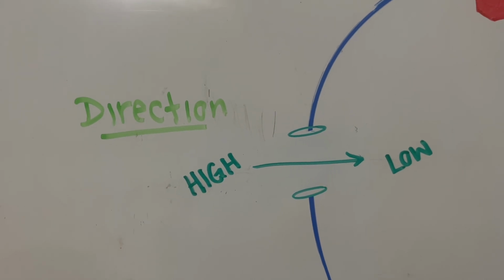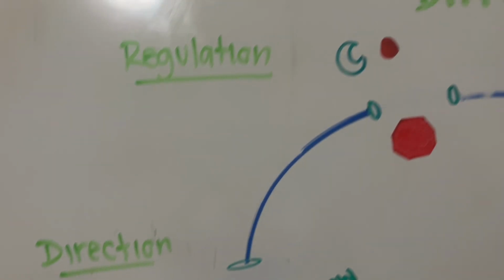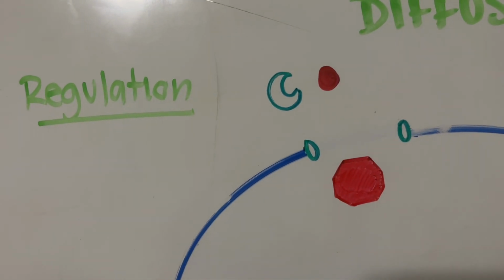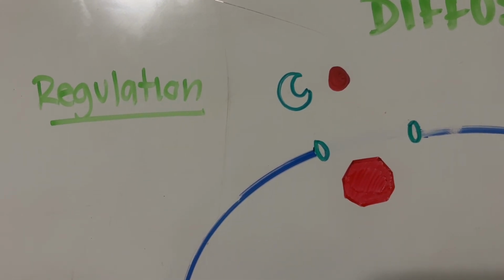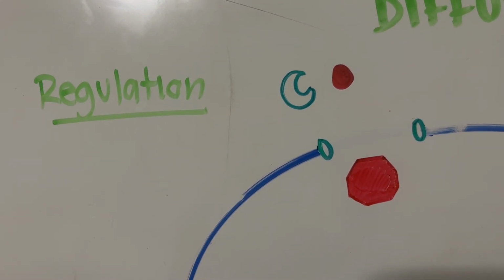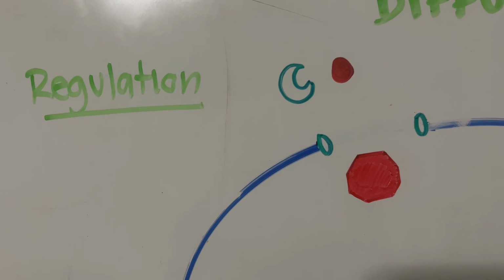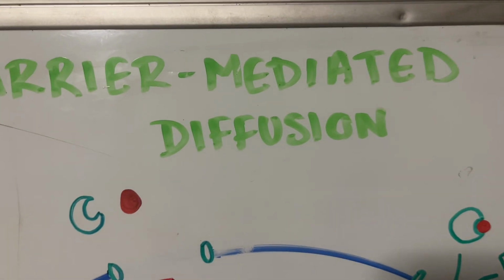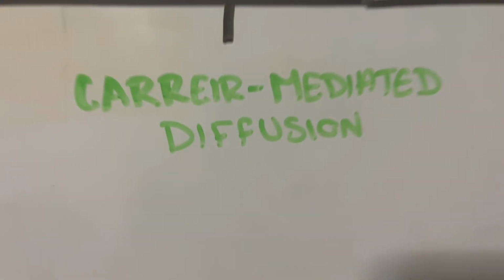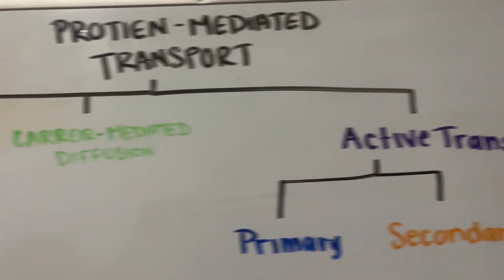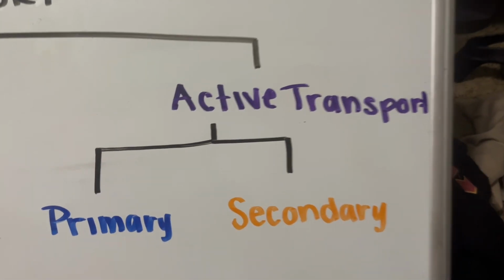Direction is always down the concentration gradient, always from high to low. Regulation: the number and activity of carrier proteins in the membrane can be regulated by cellular signals to either go, stop, come in, don't. That's all we have for carrier-mediated diffusion. Now moving on to active transport, we're going to start with primary.